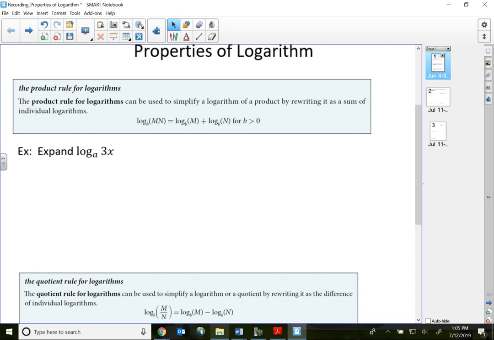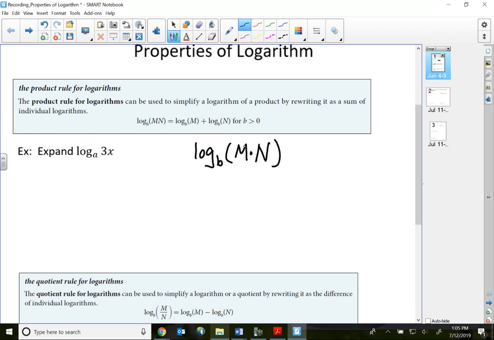The product rule for logarithm can be used to simplify a logarithm of a product by rewriting it as a sum of individual logarithm. So what this product rule says is if I have a log with a base b of m times n. Okay, m times n is only one term. So if I have a logarithm of one term, then what we can do is rewrite it as addition, as a sum of individual logarithm. So this multiplication will become the addition of individual logarithm.